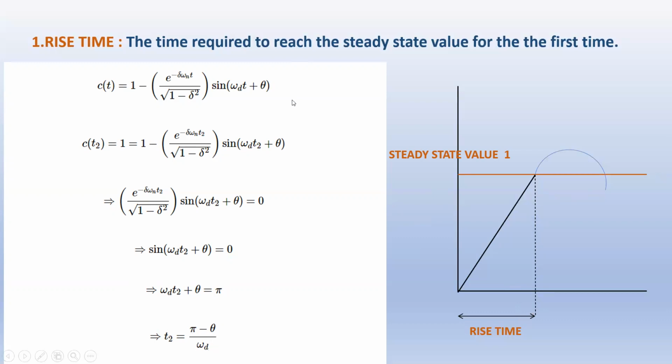We already derived that omega d is equal to omega n into root of 1 minus delta square. So the rise time is inversely proportional to the natural frequency of the system. This is how we can derive the rise time of the system.